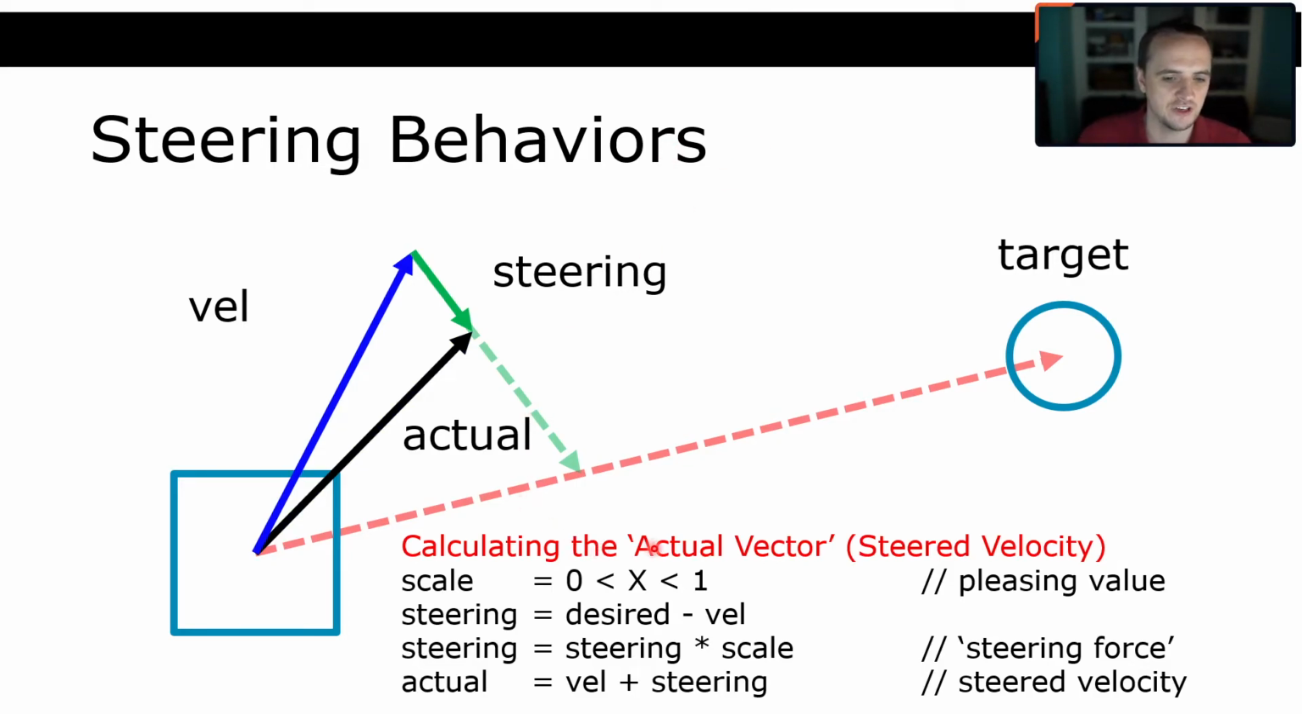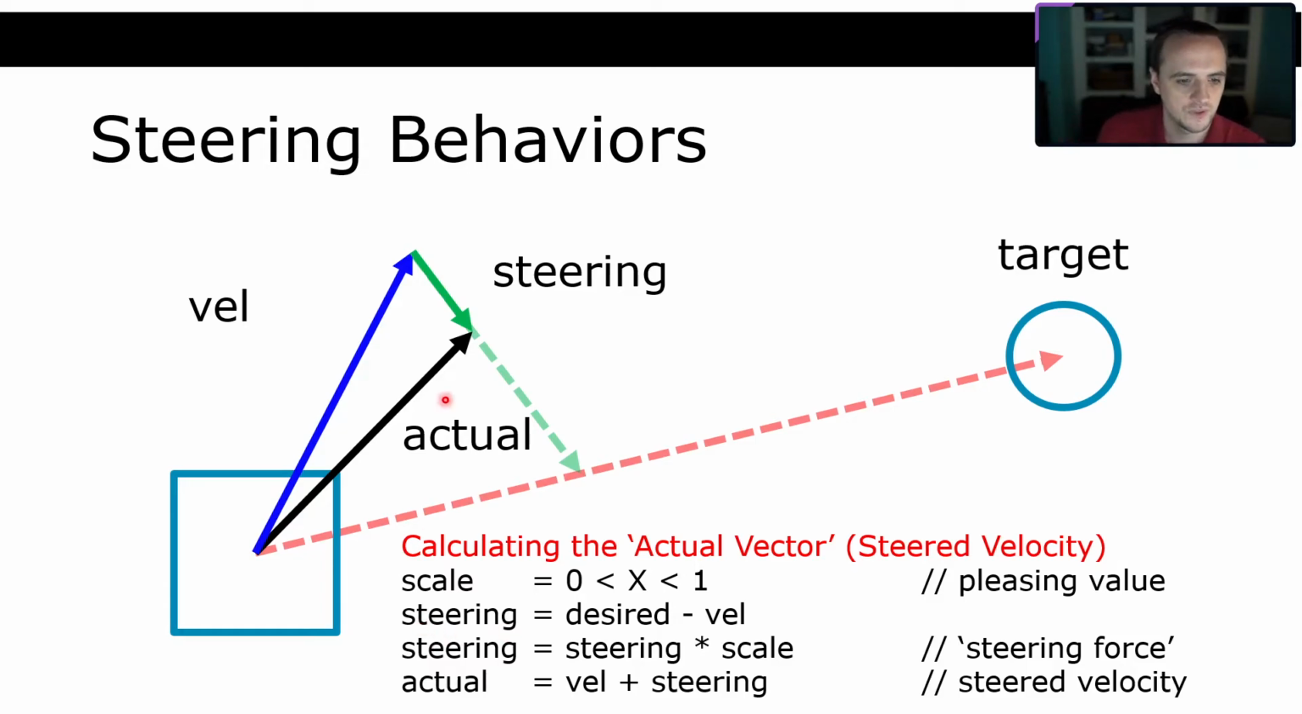So to calculate the actual vector, which is the steered velocity, right? So we've gone from going in this direction, now we're going in this direction, which is slowly taking us toward the desired direction. We're going to choose a scale between 0 and 1, right? Here we've approximately chosen, I don't know, about a third. When you implement this in practice, if you've got a game going at like 60 frames per second or more, then you want your steering force to be very low, like 0.1 or even less.